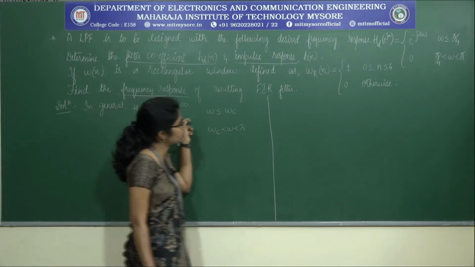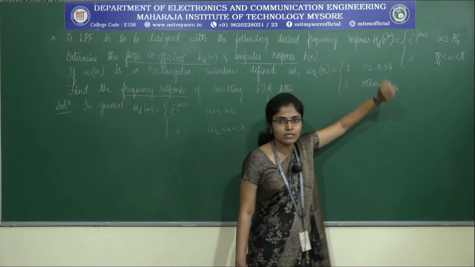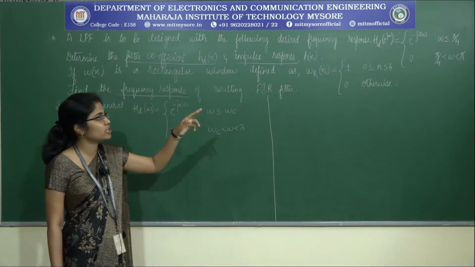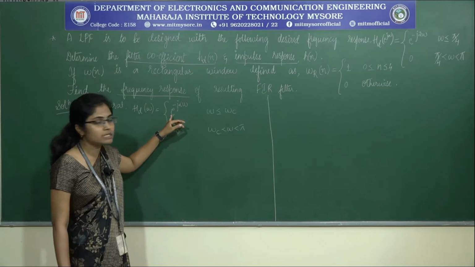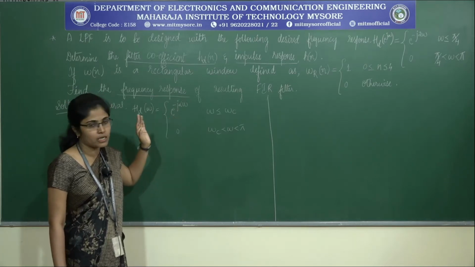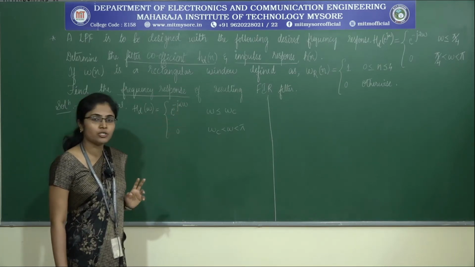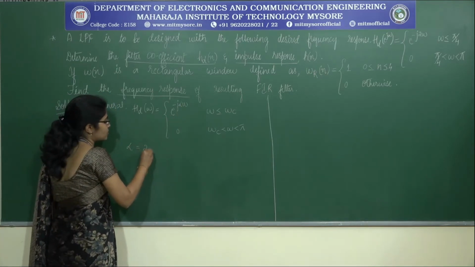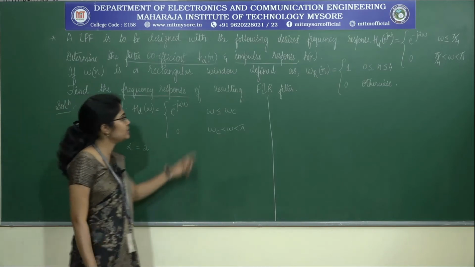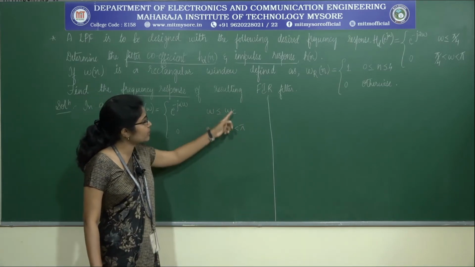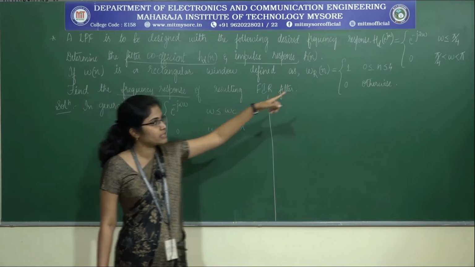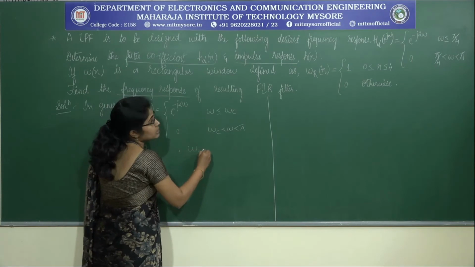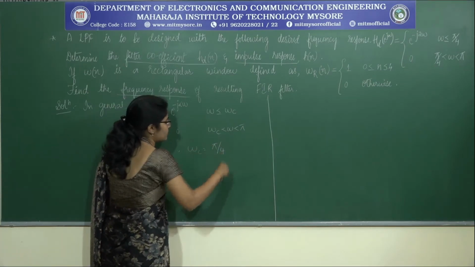Now if I compare this with the given desired frequency response, the exponential term is e power minus j 2 omega. So here it is e power minus j alpha omega. So if I compare these two exponential terms, one thing I can say is the value of alpha is equal to 2, correct? Similarly, if I consider the range term of the standard equation with that of the given question, the value of omega c is equal to pi by 4.